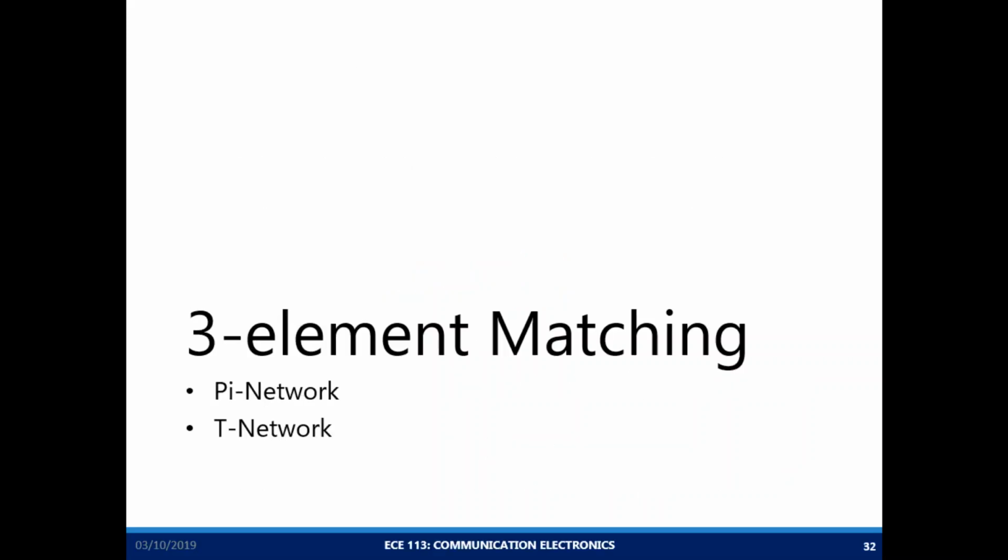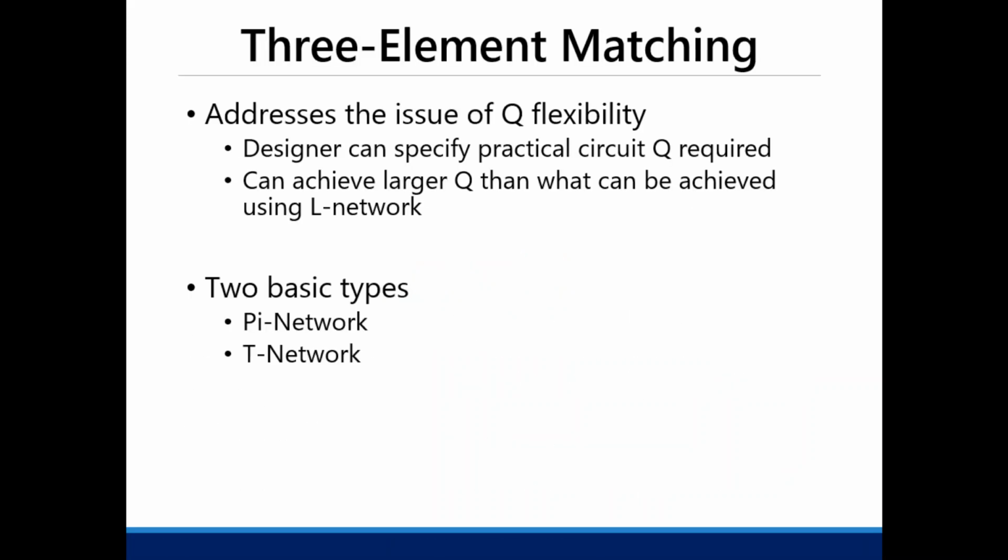So that's where our three element matching comes in. This three element matching addresses the issue of Q flexibility. You can design a practical circuit Q required to achieve a Q larger or smaller than what can be achieved using an L network. Basically, it gives you a degree of freedom of choosing the Q that you want.